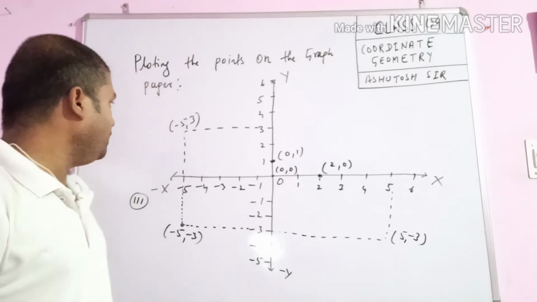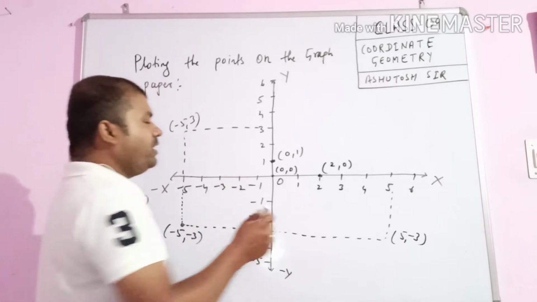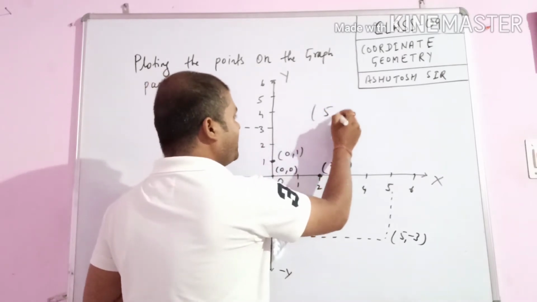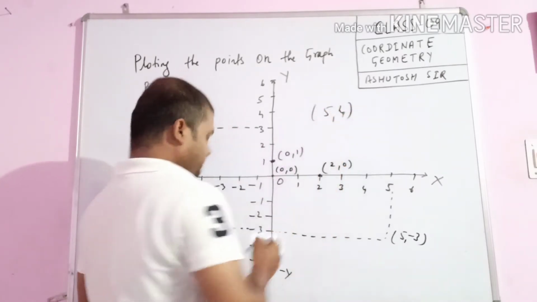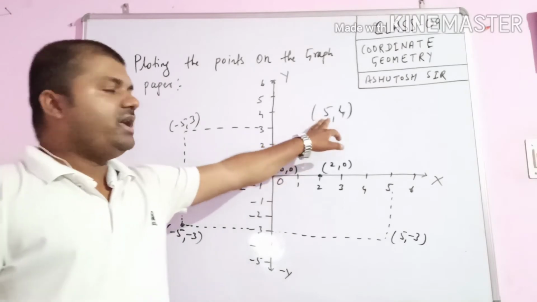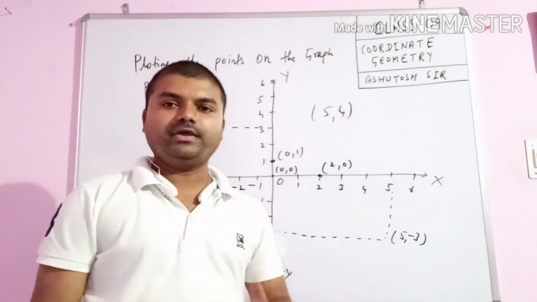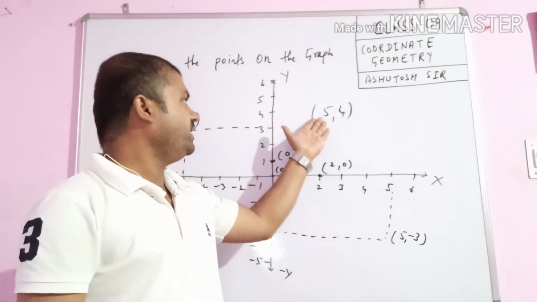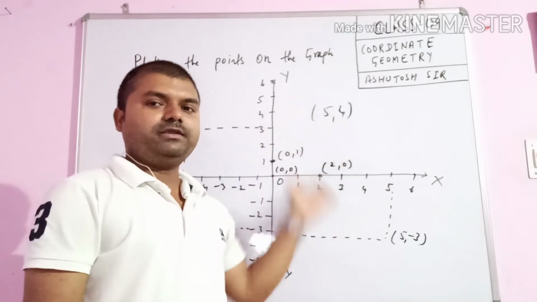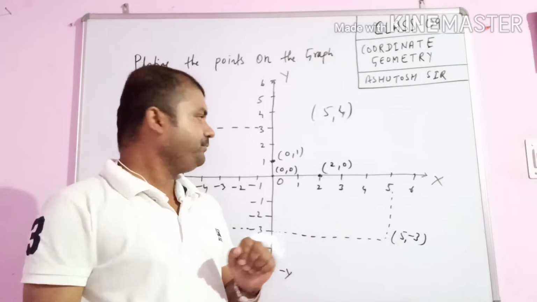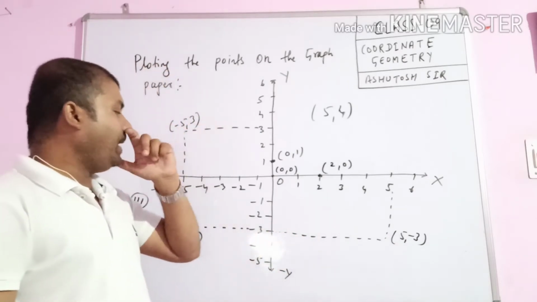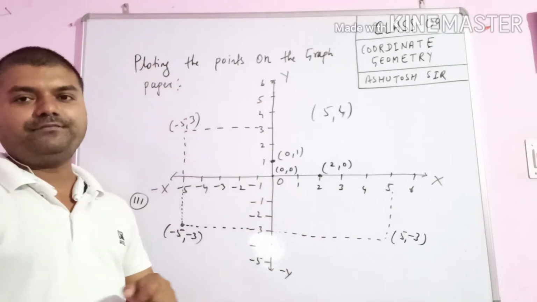The concept here is, if you have any point like 5, 4, it represents that 5 is the distance on the x-axis and 4 is the distance on the y-axis. Whatever we use here, negative or positive, that means negative axis or positive axis. So this is very simple, how we plot the points on the graph.